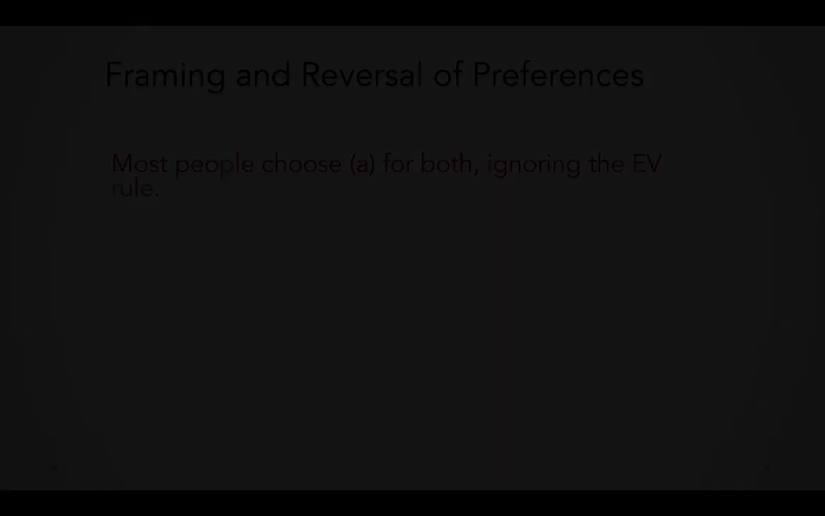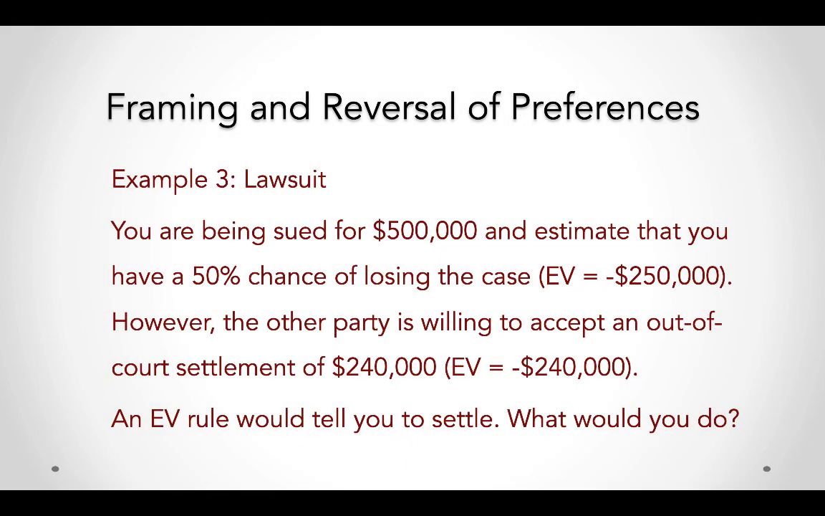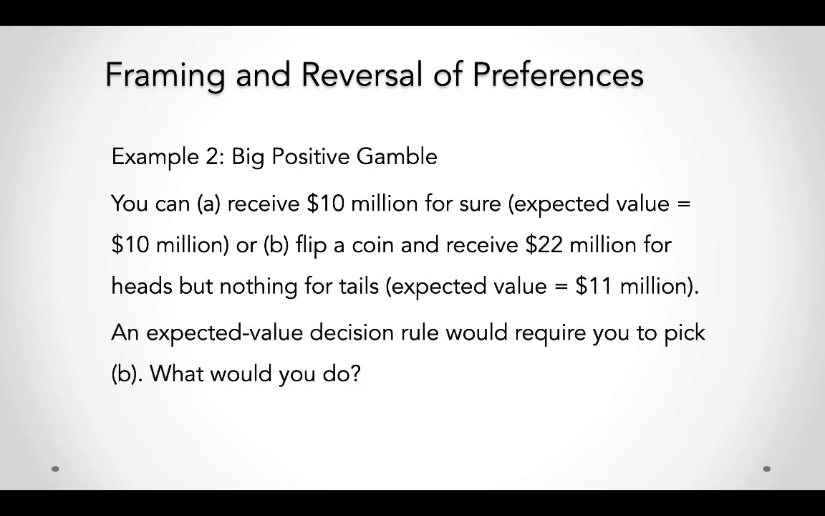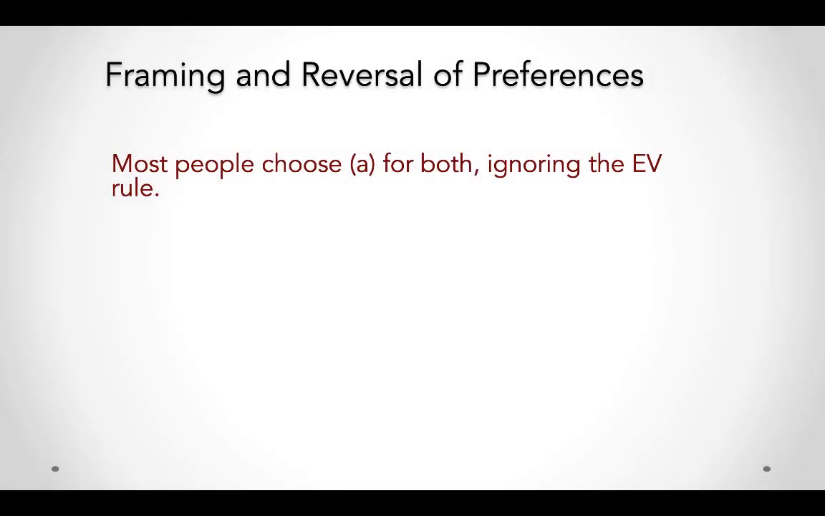So in this case, most people would choose A for both, ignoring the EV value, right? So we don't care about the settlement. We're gonna fight, most of the people, and in this case we're gonna get 10 million for sure, and we ignore the expected value of 11 million, which is higher. So we're not doing that. We're ignoring the EV value. So there's something else here, right?